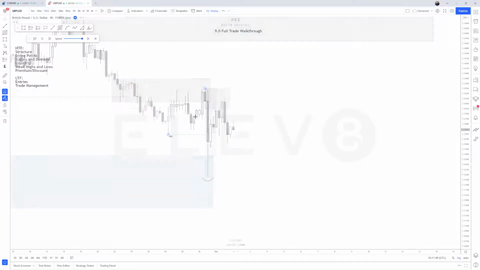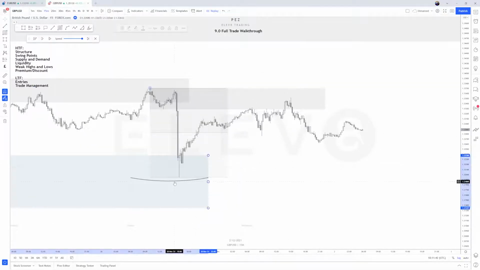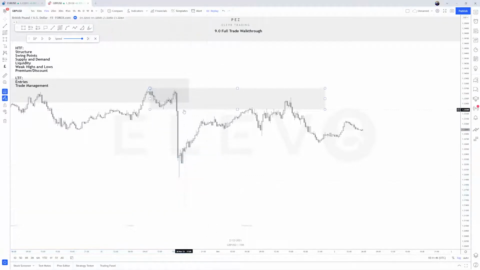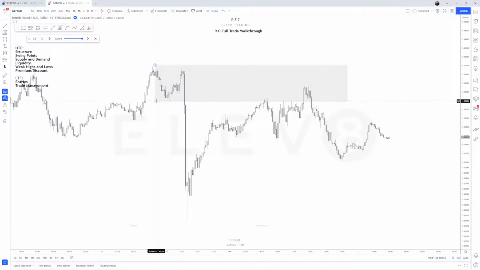Let's look on the 15-minute now. Just going to delete all of this. I'm just going to refine this level down to this candle here, this buy to sell. It would be this whole buy to sell range, but we can refine it down a little bit. As you can see, it came into this one, and I'll mark the high, I'll cover the high as well.